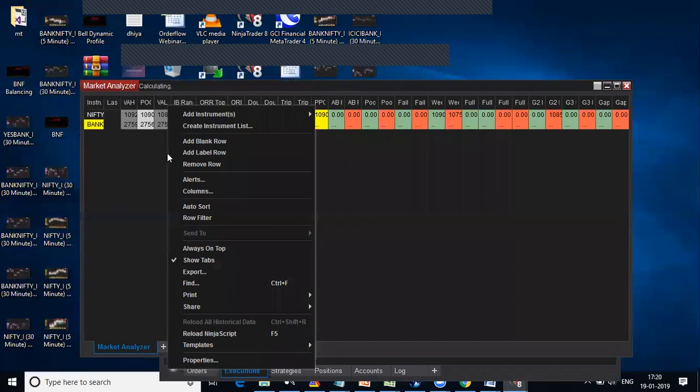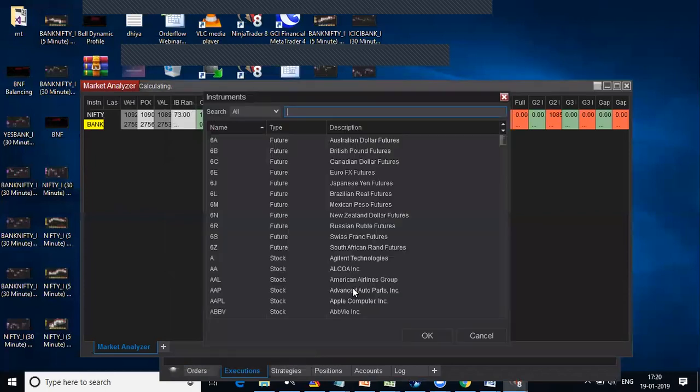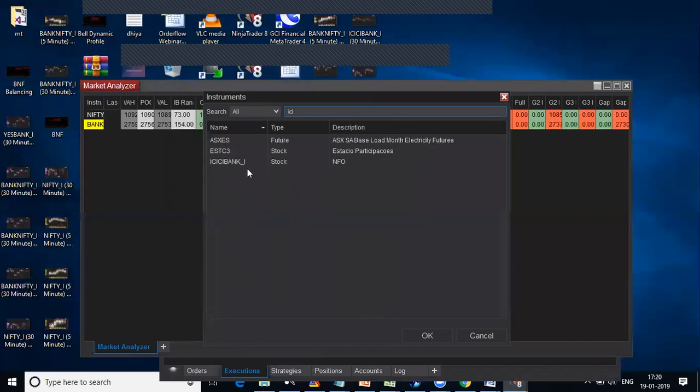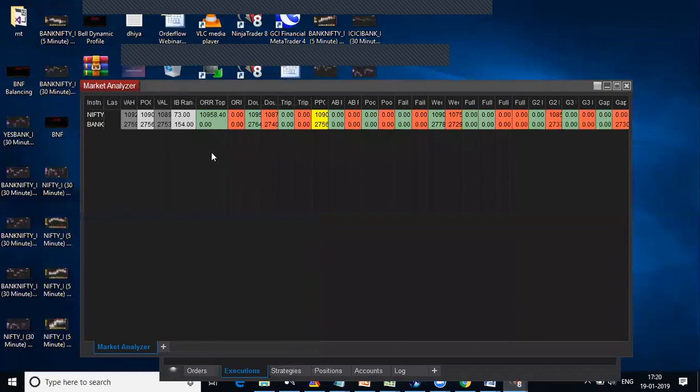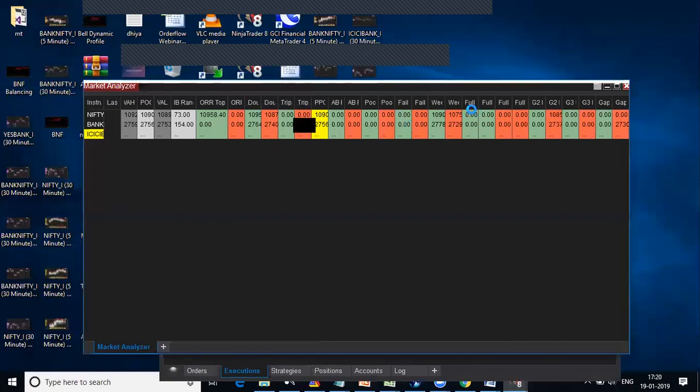So now let me try to add ICICI Bank. I'll go to add instruments, search, and add ICICI Bank. Now the Bank Nifty has completely loaded. So now you know the nearest double mechanical reference, or if there is any triple mechanical reference level, any nearest prominent point of control, any nearest AB poor highs, poor lows, any nearest failed auction, any nearest G2, G3, everything will be unloaded over here.